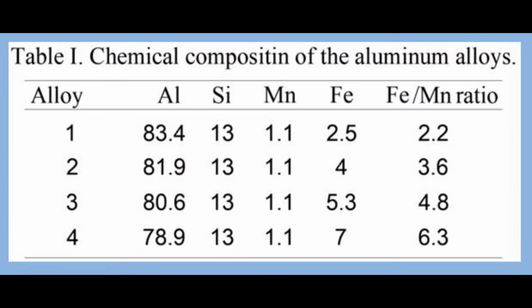Alloy 1 has an iron content of 2.5%. Alloy 2 has an iron content of 4%. Alloy 3 has an iron content of 5.3%. And finally, alloy 4 has an iron content of 7%.